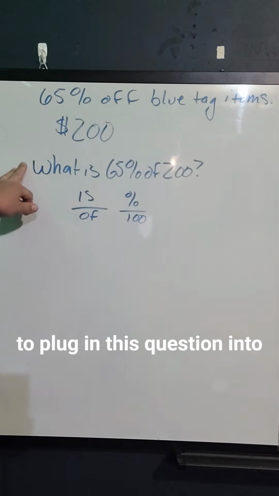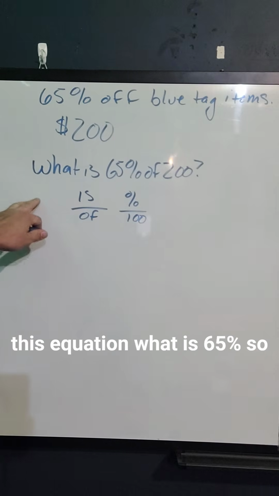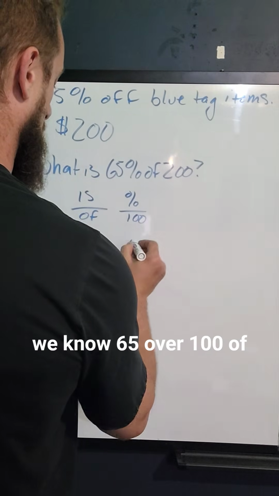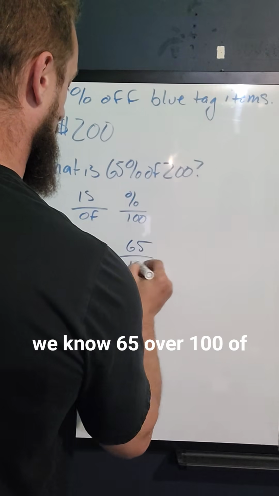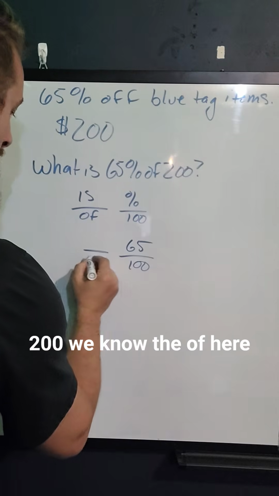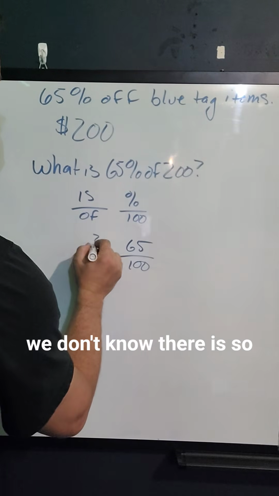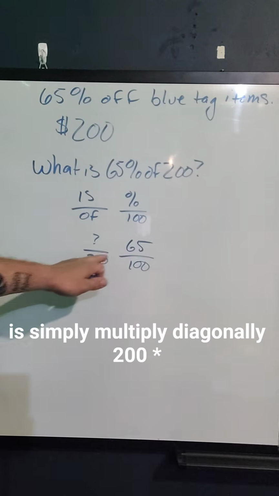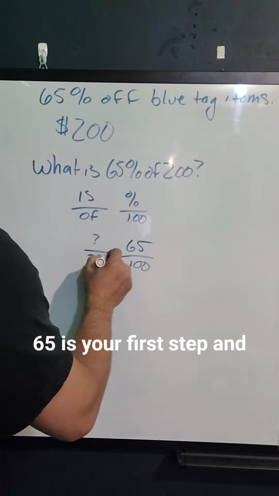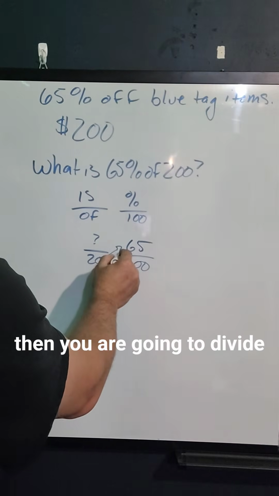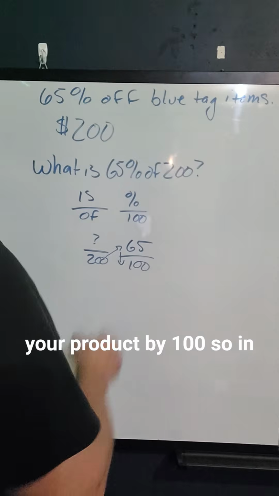And now you're going to plug this question into this equation. What is 65%? So we know 65 over 100 of 200. We know the of here. We don't know the is. So what we're going to do now is simply multiply diagonally: 200 times 65 is your first step. And then you are going to divide your product by 100.